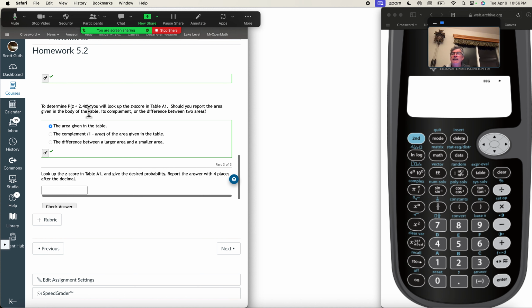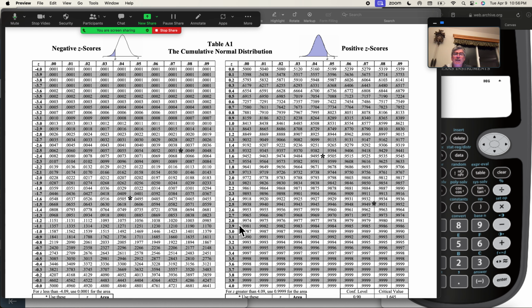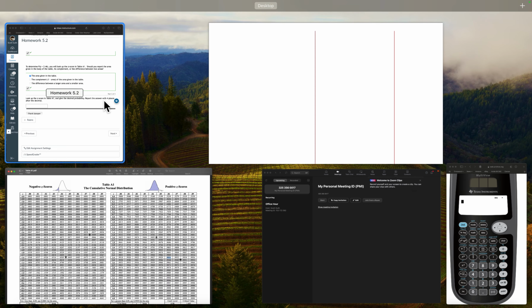So table A1 I've got right here, and we're looking up 2.46. Here's 2.4. And then I'm going to go over to 0.06, which is going to be right about here, I think. Okay, you can see there's a 0.9931 there. So go ahead and put that into the answer.